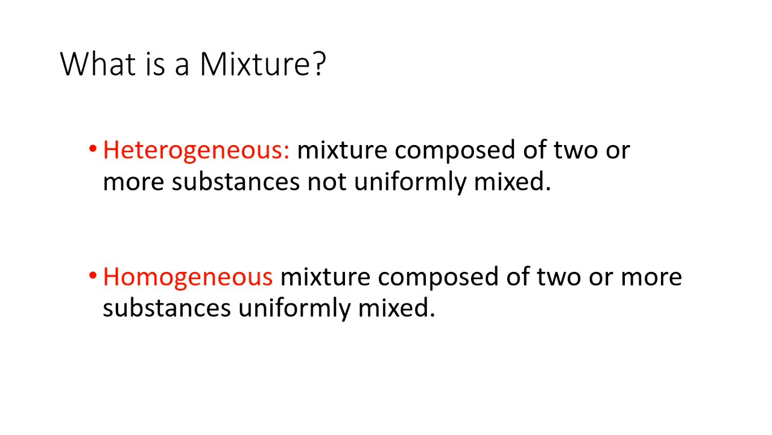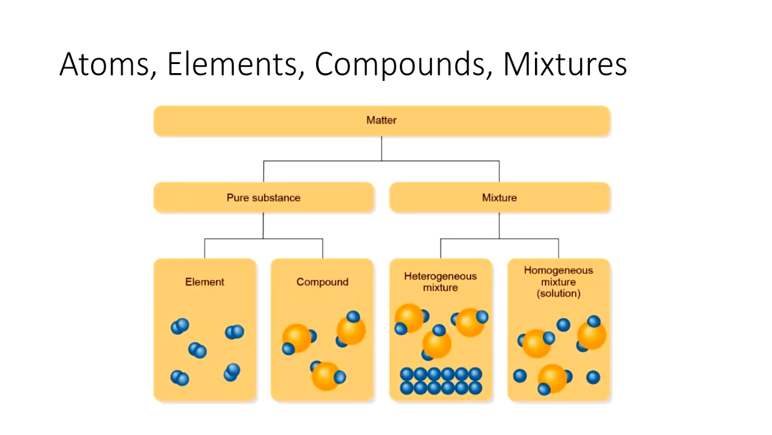Now, we also have homogeneous mixtures, composed again of two or more substances. Once again, they could be elements or compounds. But the main characteristic is that they are uniformly mixed, so we cannot tell where one starts and the other ends. We usually call these mixtures solutions, because we cannot distinguish any boundaries, like in this drawing here.